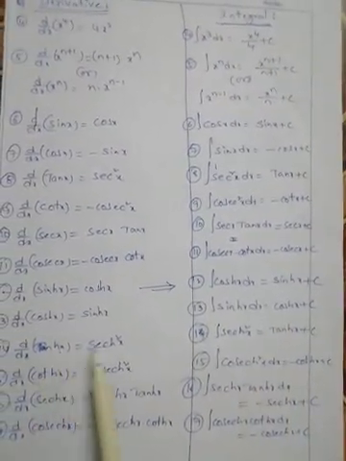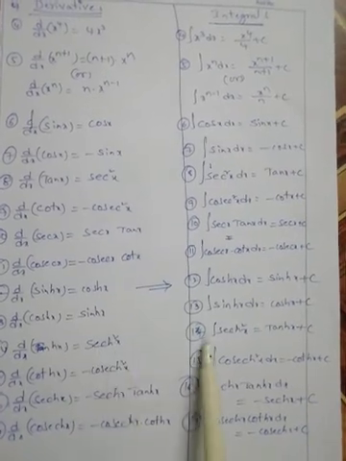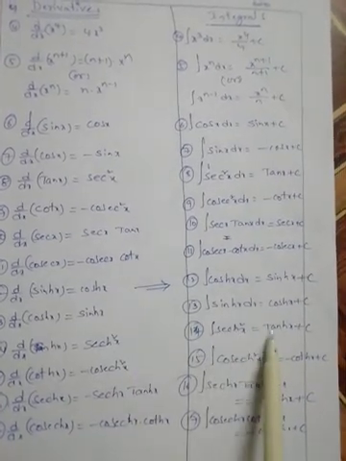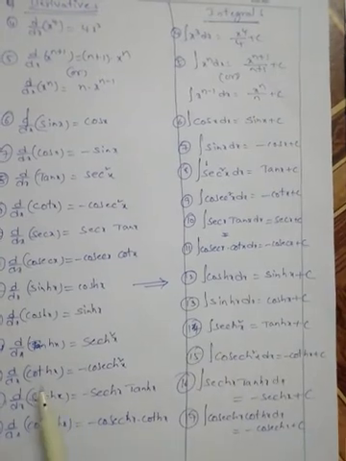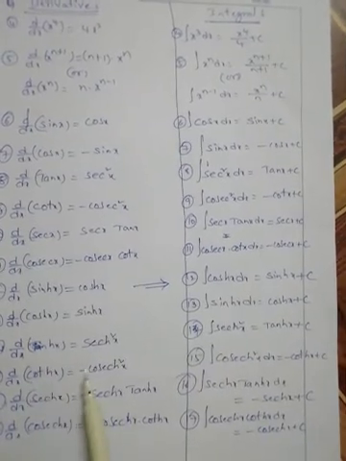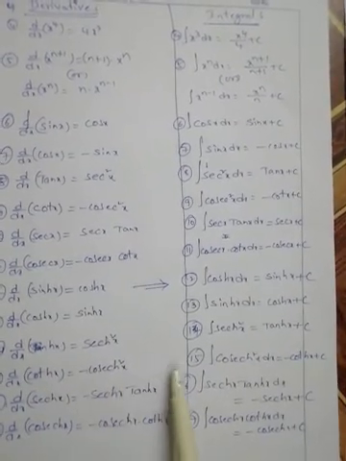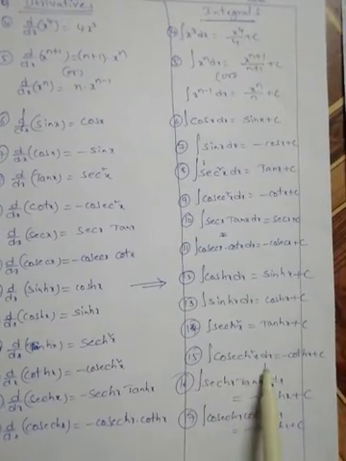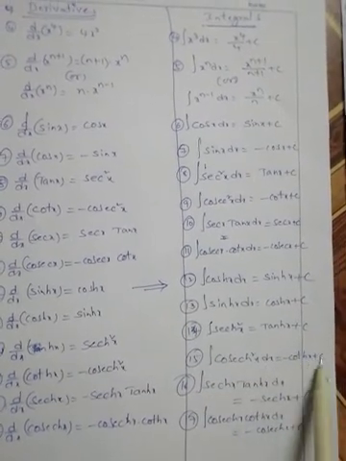D by dx of tan hx is equal to secant h square x. Integral secant h square x is equal to tan hx plus c. D by dx of cot hx is equal to minus cosecant h square x. Integral cosecant h square x dx is equal to minus cot hx plus c.